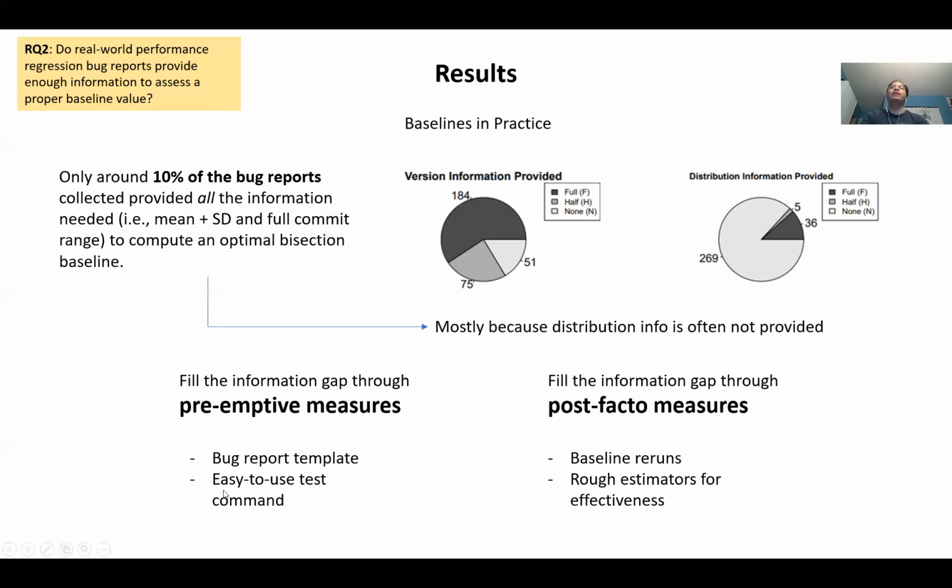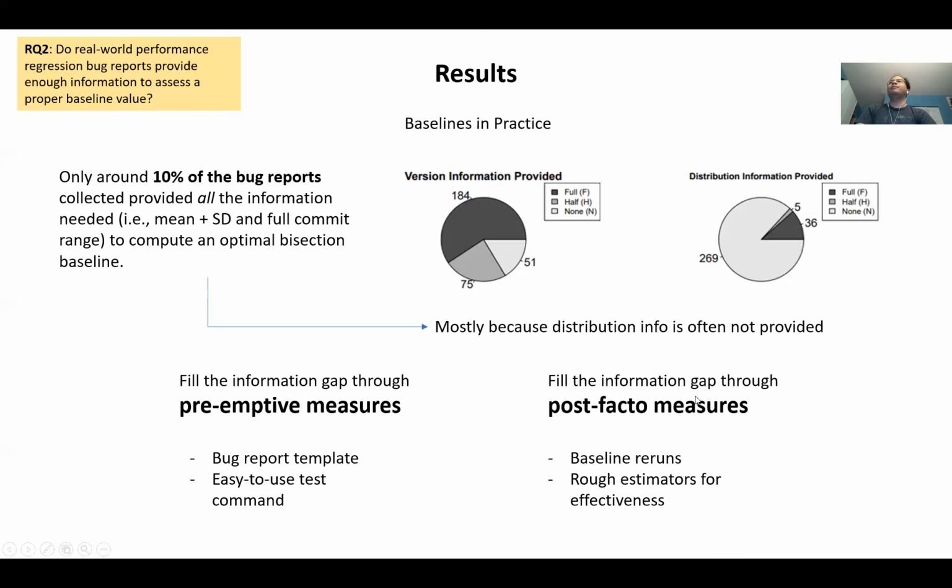And then the other preemptive measure is to provide easy to use test commands. So for example, maybe there are certain test commands that the user can use. Maybe it's just a button that the user can press, and once that button is pressed, it's going to spit out certain distribution information for a specific workflow. So that's something that the user can automatically put into the bug report, and it's going to make it much, much easier for the developer to see.